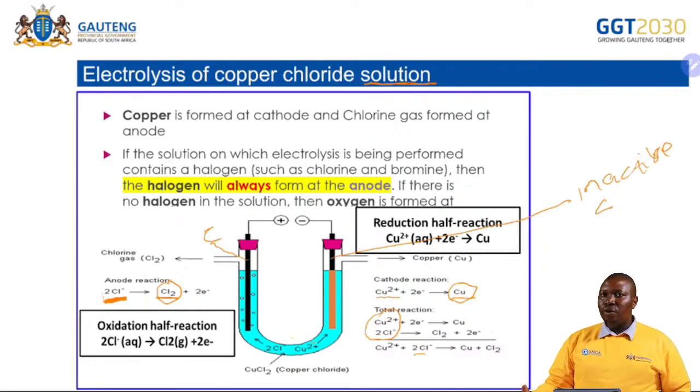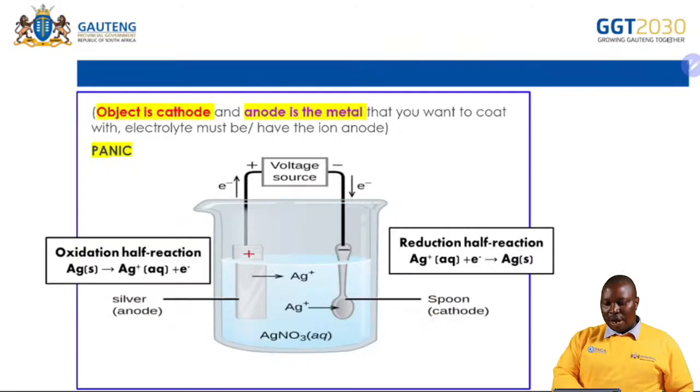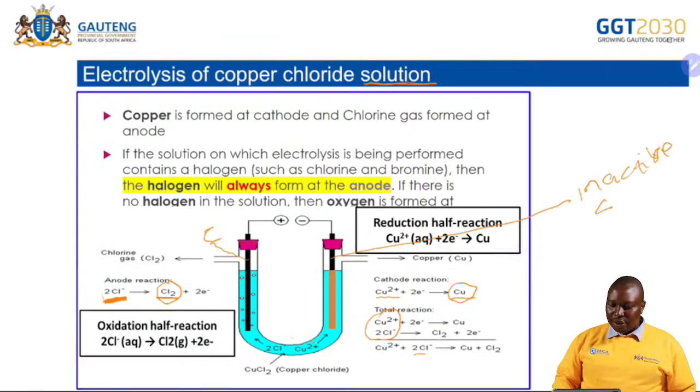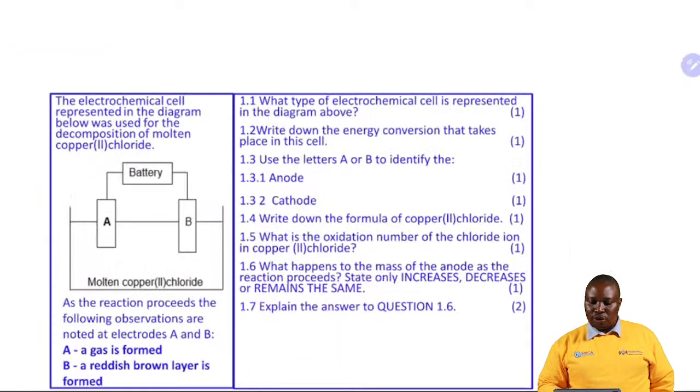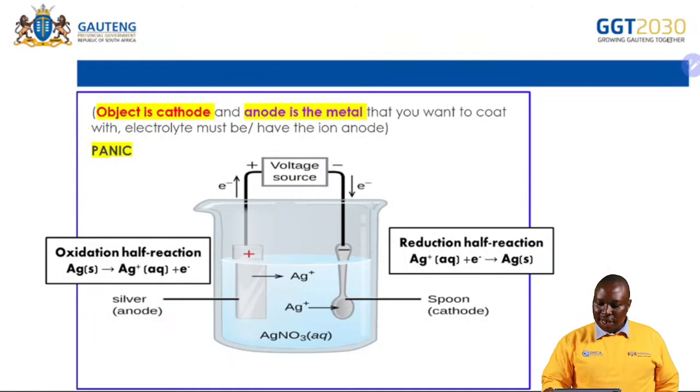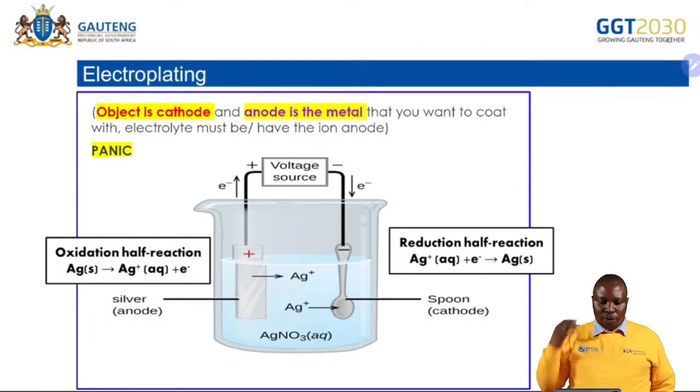The one at the anode, the one at the cathode, and the one at the overall cell reaction. So please go and spend your time doing this. The other reaction that you're expected to know is electroplating. So under electroplating, you will look at this.